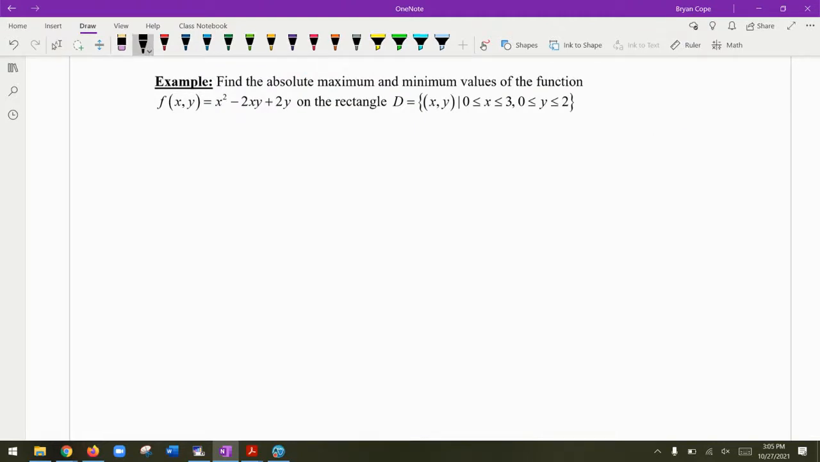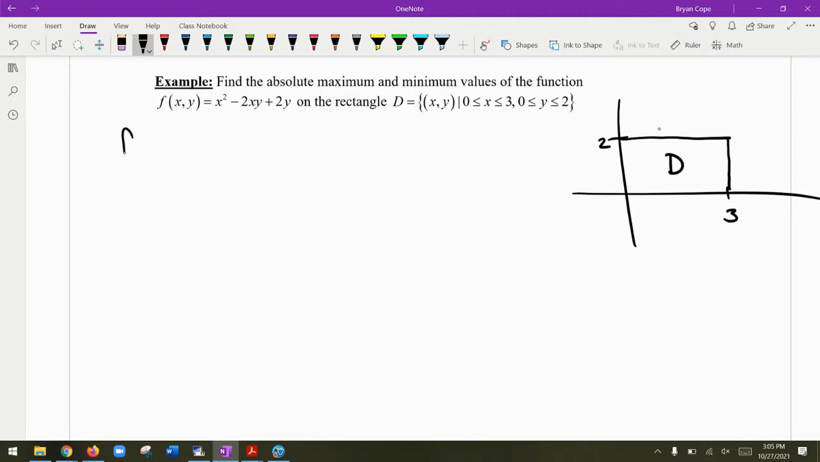Okay, let's draw it first so we have a reference for what we're doing. We're going 0 to 3 and 0 to 2. This is our rectangle. This is our region D. And we want to talk about what is happening to this function on that region. In other words, what's the highest and lowest points it takes on that region? All right, so first let's analyze critical points.